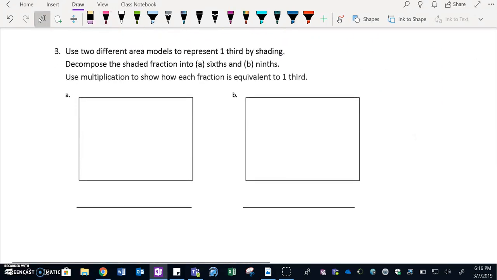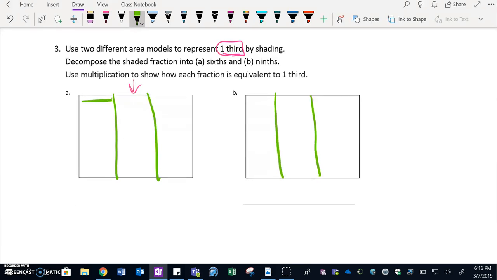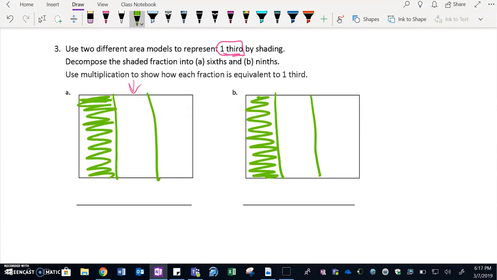Now it says we have to make 2 different area models. That's why they give us these 2 area models to represent 1/3 by shading. So let's start with that. All right, we've got our area models. I'm going to shade 1/3 in each one. So I'm going to write 1/3 as my starting fraction. Once you get that all caught up, then you can move on to the next part.